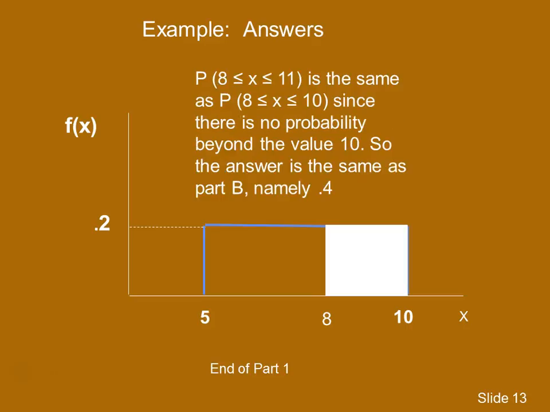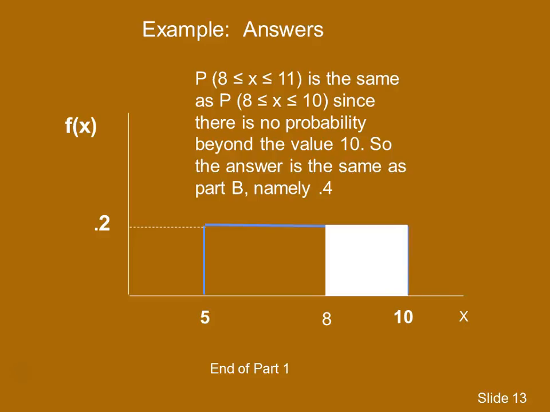On the third part, I asked you what's the probability between 8 and 11. And I told you to be careful, and the reason you want to be careful is, remember, nothing exists above the point of 10. There is no probability beyond 10. So 8 to 11 is exactly the same as 8 to 10 was, and we just did 8 to 10 a minute ago on the second part. The answer again is 0.4. So you still have a 40% probability.